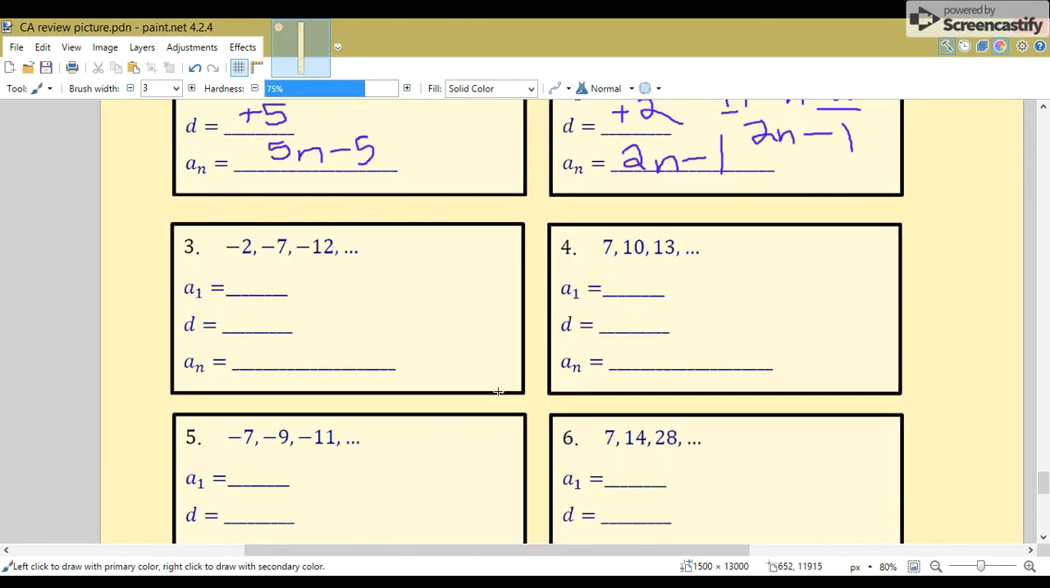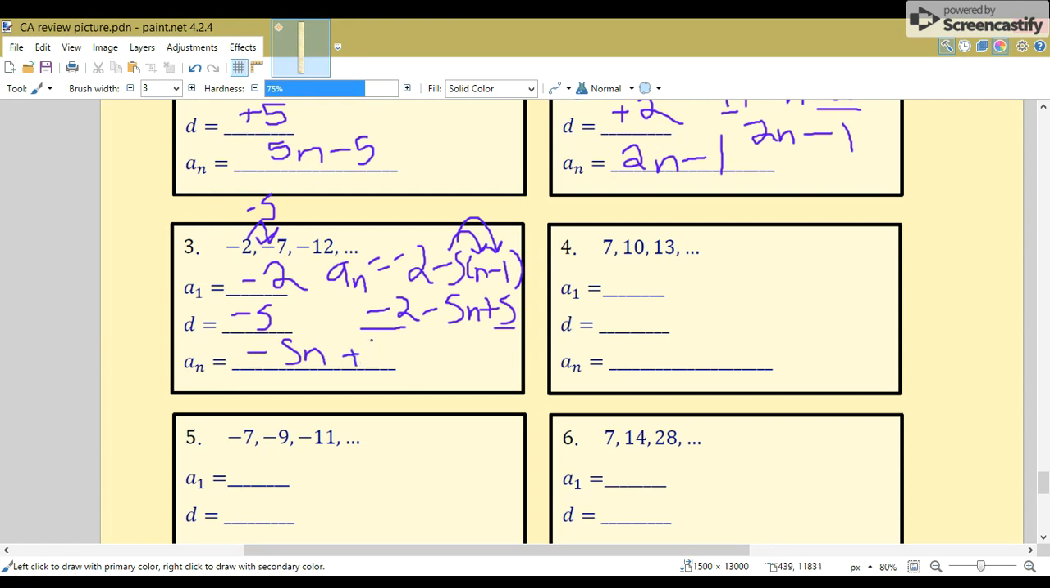Let's look at the next one. Negative 2, negative 7, negative 12. Our first term in the sequence is negative 2. Our common difference is subtracting 5. Let's plug that into the formula. A of n equals negative 2 minus 5, parentheses, n minus 1. Distribute, multiply each term by negative 5. Combine like terms. 5 minus 2 is 3. So we have negative 5n plus 3.